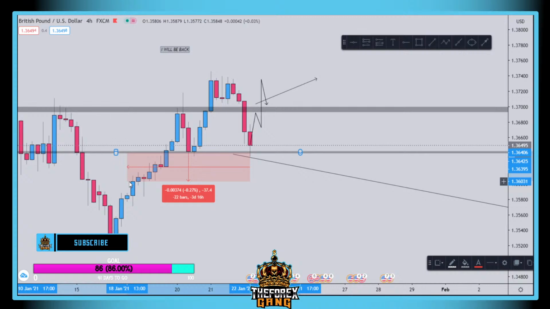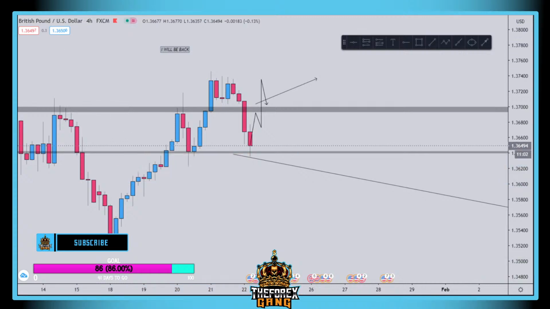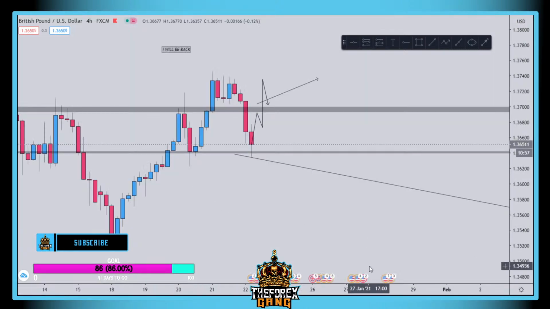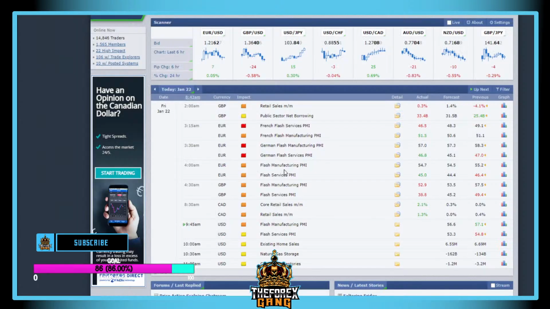I've shared my chart if you wanna look at it. It's dropped a lot, so I don't know. Yeah, it dropped in London, and they also had flash manufacturing PMI.